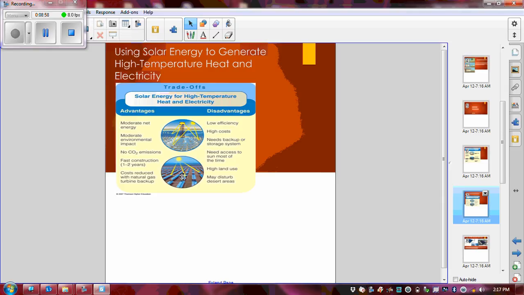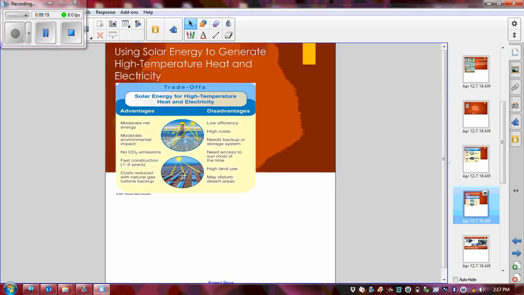Now, when we talk about it being low efficiency, once again, it's just like plants, right? We can't convert all of the energy that comes from the sun. We don't have the capability to do that. So there is energy loss because of that, and there's waste energy, waste heat, just like there is through natural ecosystems.